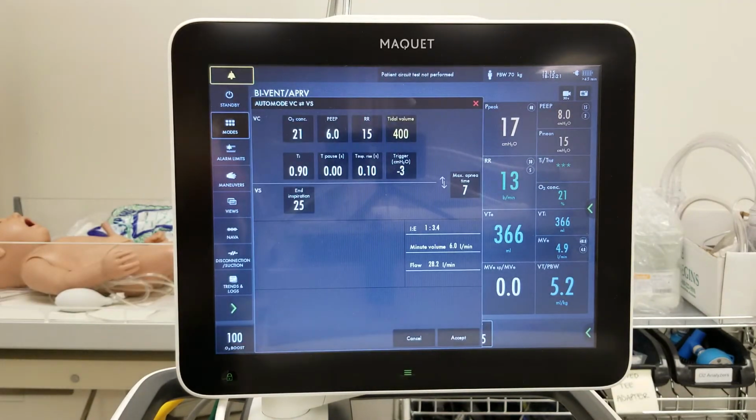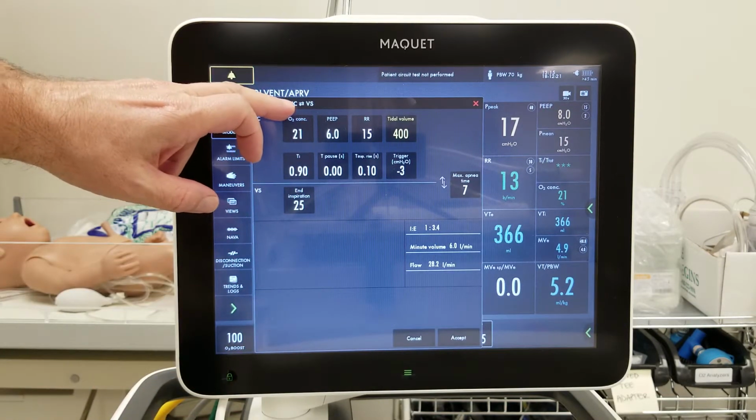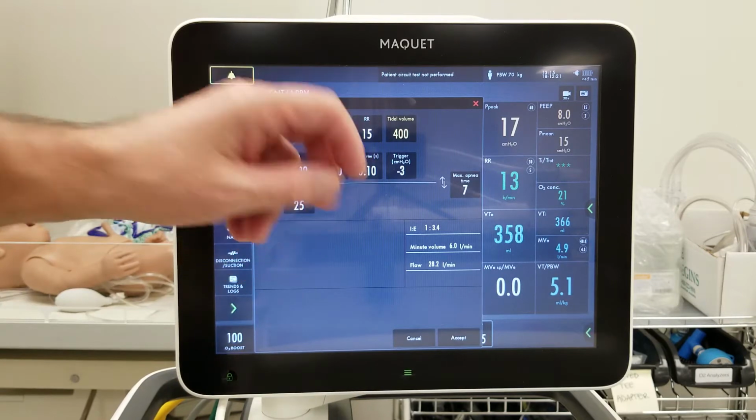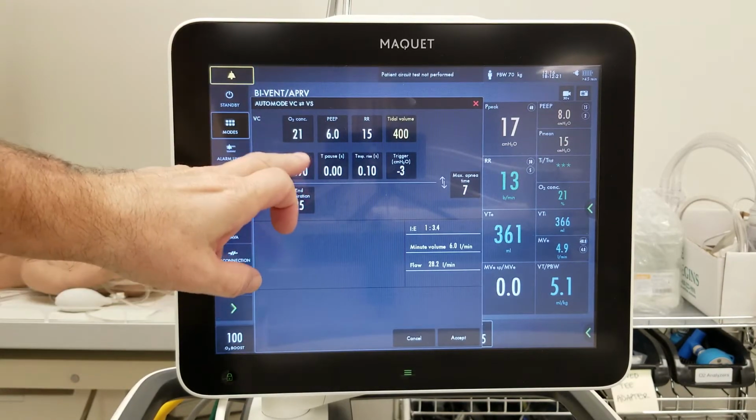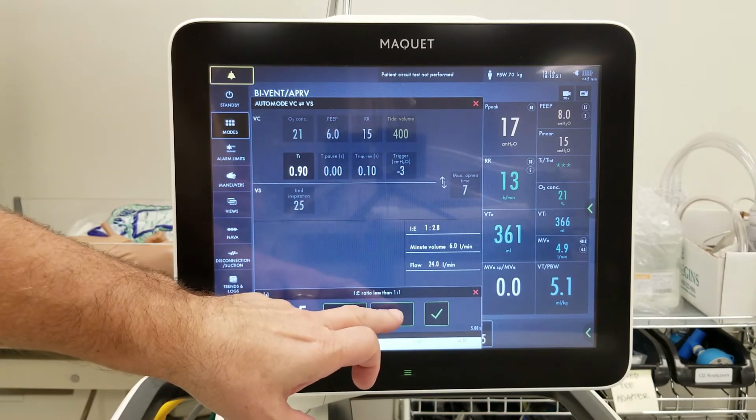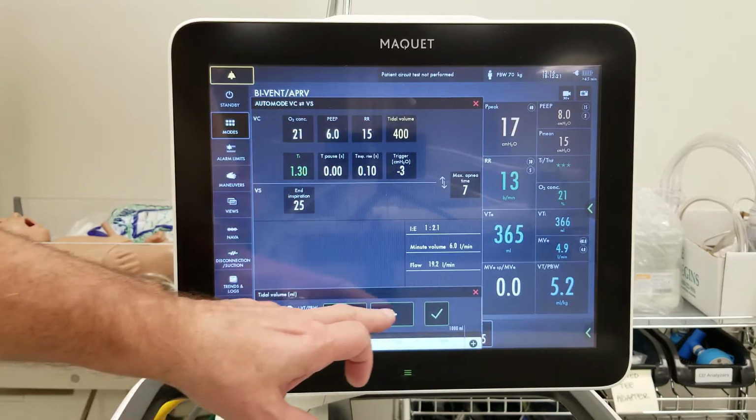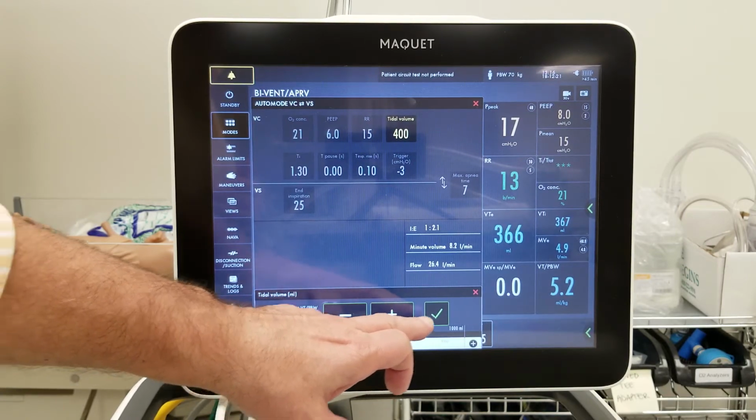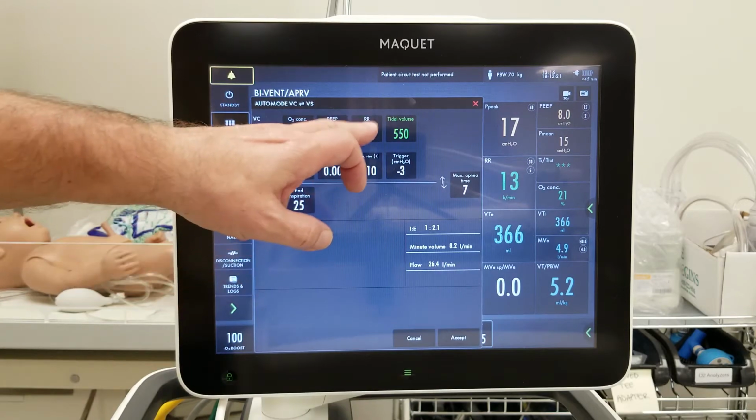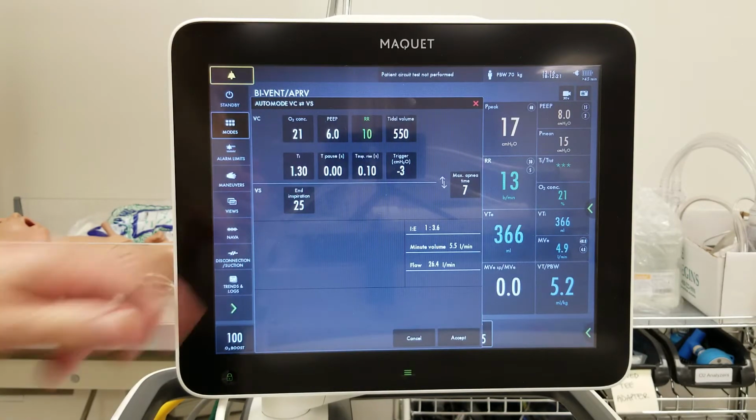So let's go to auto mode, sorry. Auto mode VC, VS. Let's set our values as suggested, 550, 10, 1.3, 550, rate 10. Okay, I think PEEP was 5.